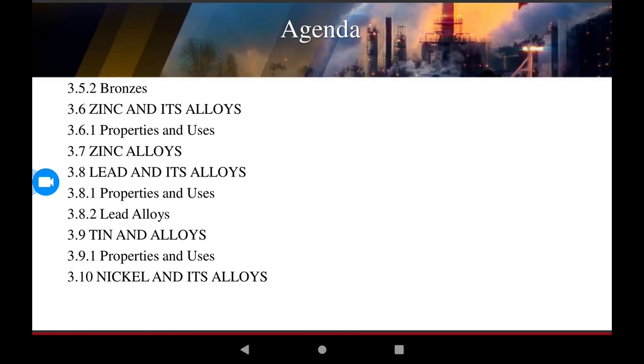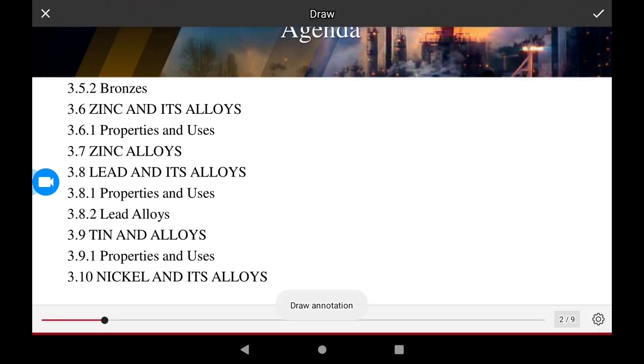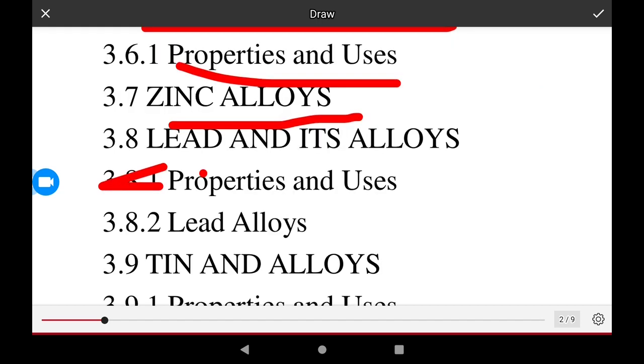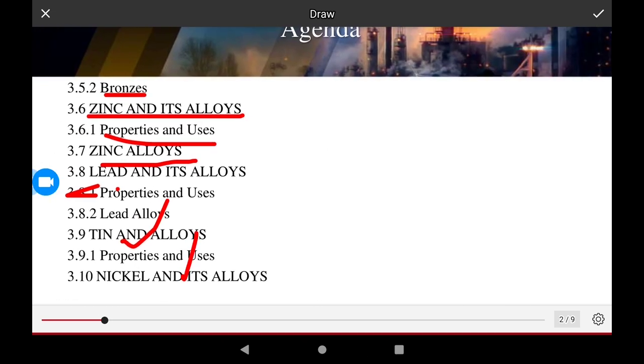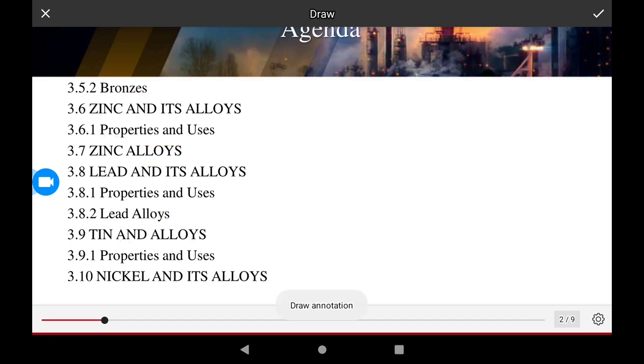Agenda for today. I present the non-ferrous metals: bronze, zinc and its alloys, properties and uses of zinc alloys, lead and its alloys, properties and uses of lead alloys, tin and its alloys, properties and uses, and nickel and its alloys. These are the most important of the non-ferrous metals.